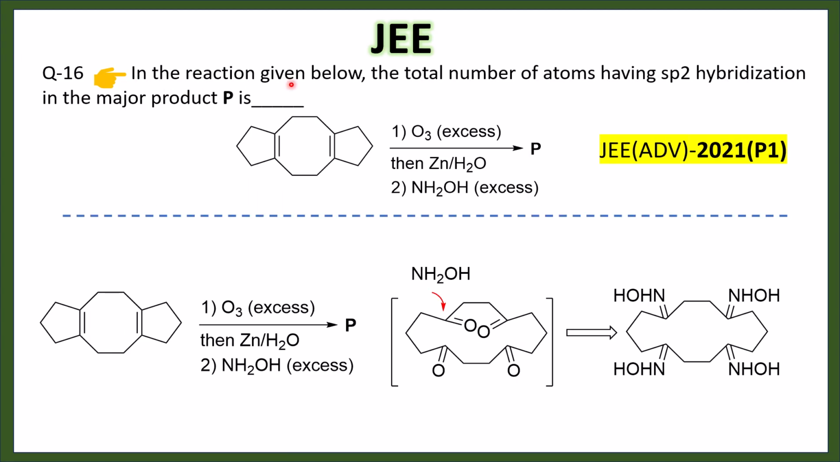Question number 16. In the reactions given below, the total number of atoms having sp2 hybridization in the major product P is. We have to first determine the product P. Let's do that. Ozonolysis and workup gives this tetracarbonyl product. Further reaction with hydroxylamine gives this product. So here the total number of atoms having sp2 hybridization: the atoms attached to the double bond are both sp2, so 4 carbon atoms are sp2, and the nitrogen and oxygen atoms are also sp2, so total 8.